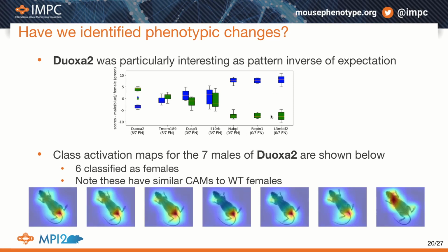And you can see, so the green are the female scores and the blue are the male scores. But given that all of these are males, you'd expect the male scores to be higher, whereas you can see in the cases of the ones that were of interest, you have an inversion here, and then you have a great degree of overlap. And these are the class activation maps of the DUX02, and you can see that they're all similar to females, except this one, which is similar to a male.